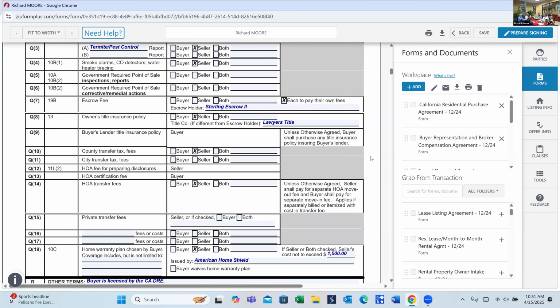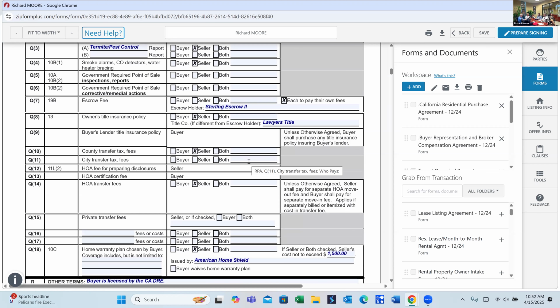And then owner's title. It's customary the seller pay. I just typed the owner's title. That's what I would recommend. But many times if it's a competitive situation for escrow and title, you might even say seller's choice. You might be faced with something like that.